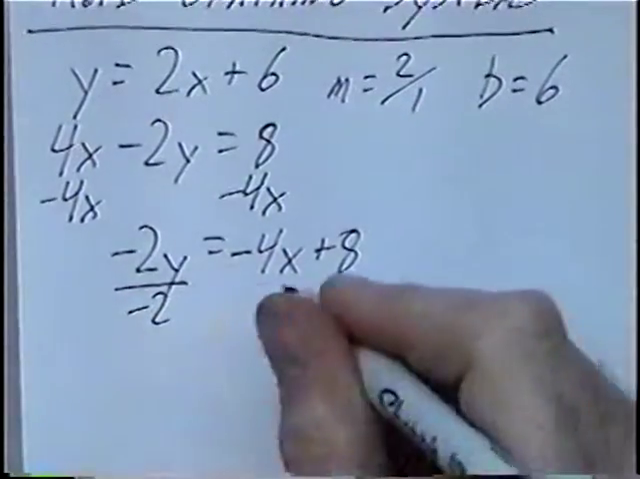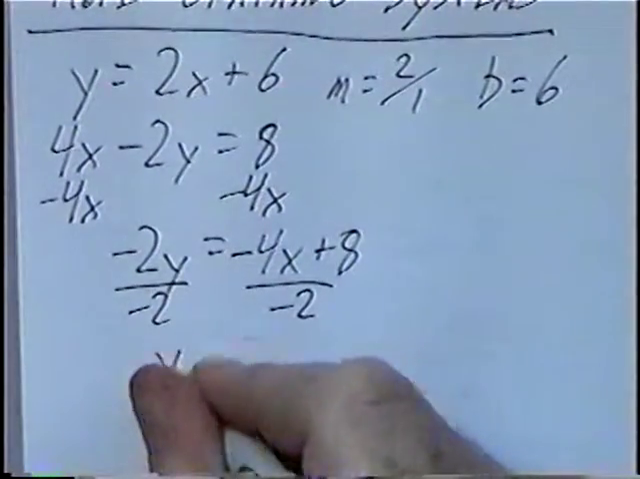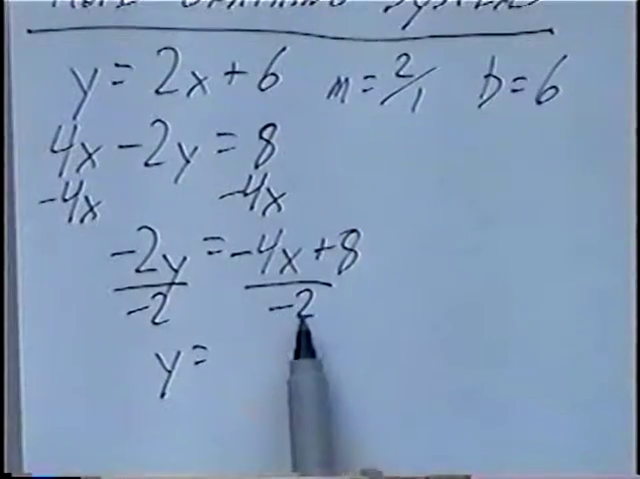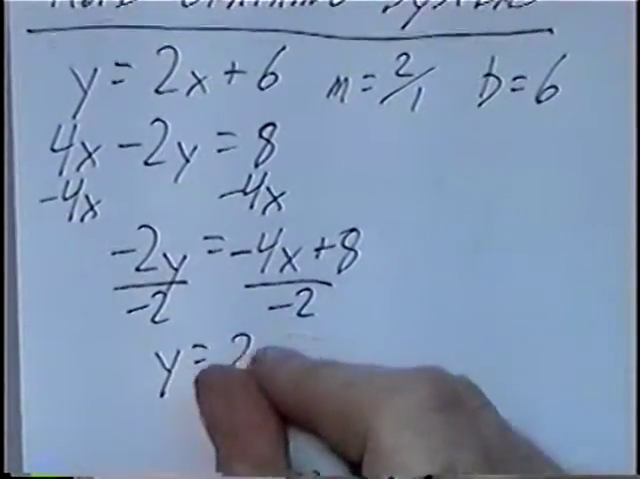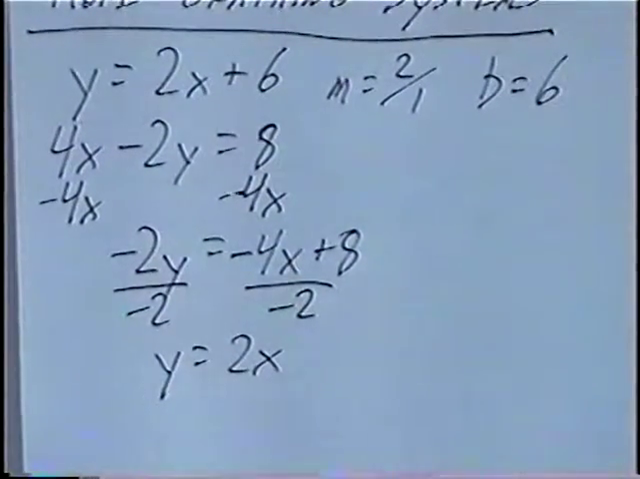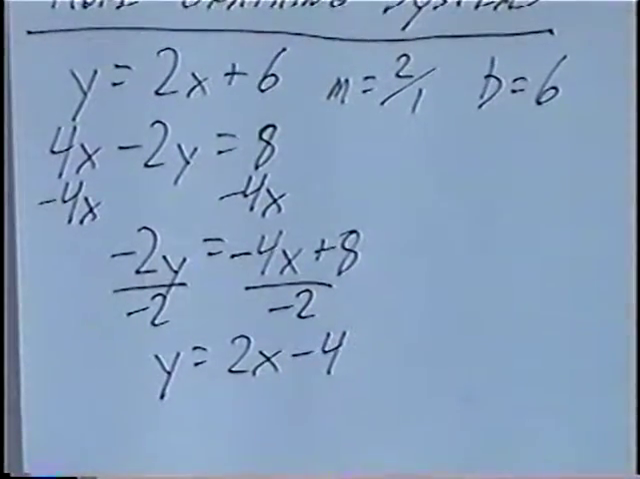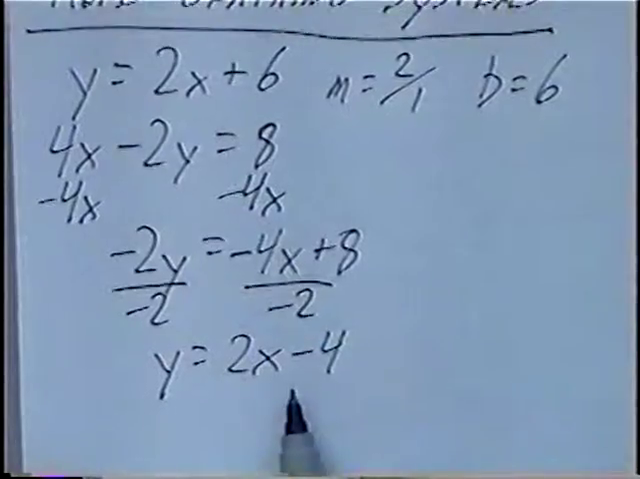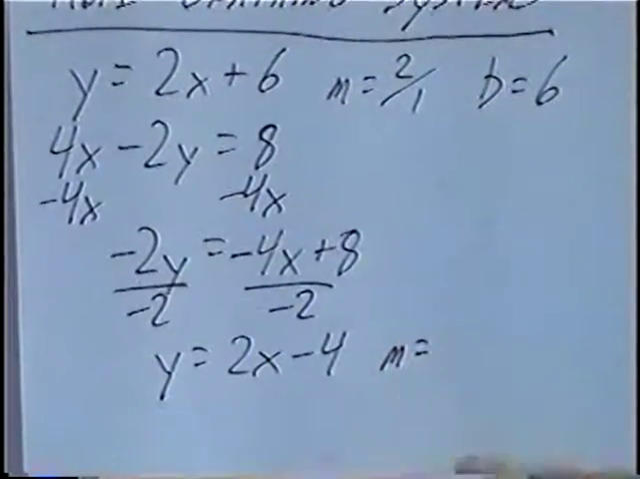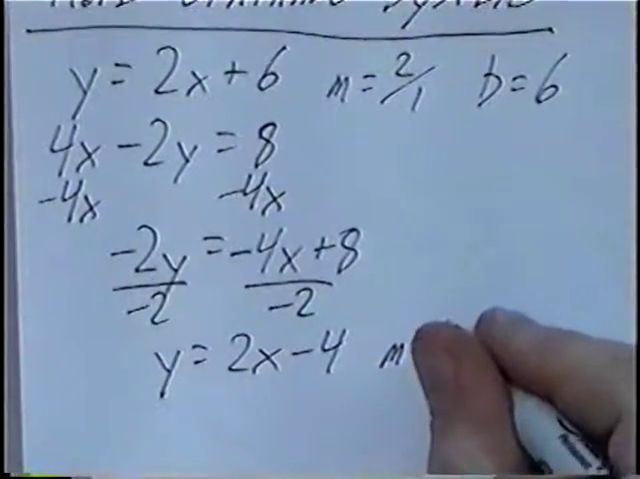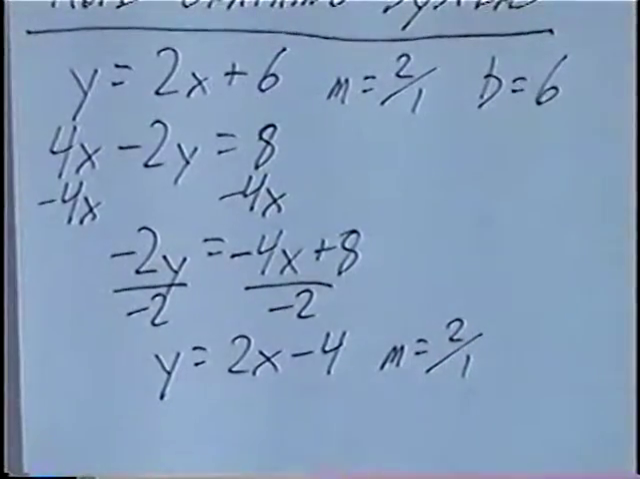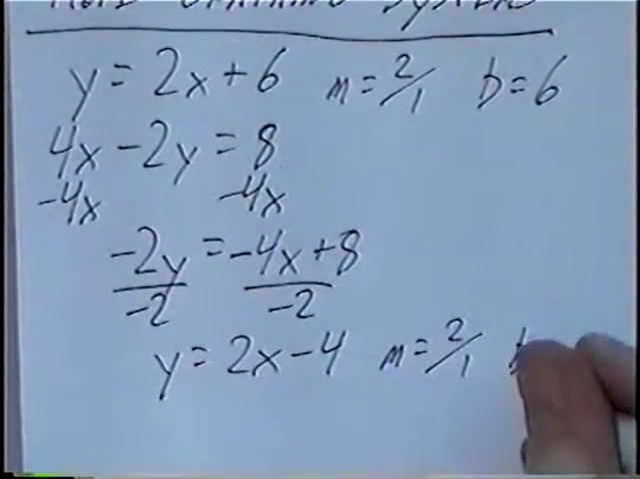We can divide by -2. So y equals -4 divided by -2 would be 2, followed by x, and 8 divided by -2 would be -4. In mx plus b form again, we can solve for the slope. m equals 2, or 2 over 1, and b is -4.